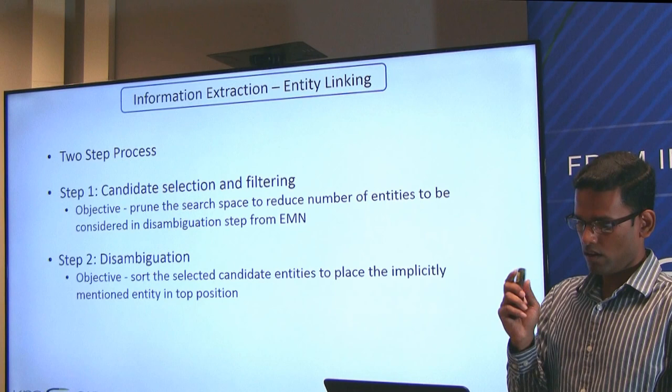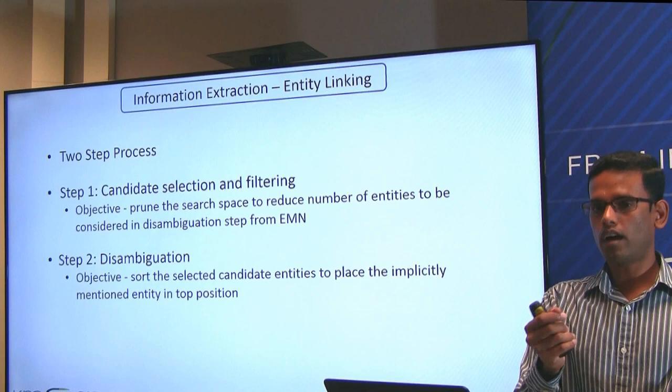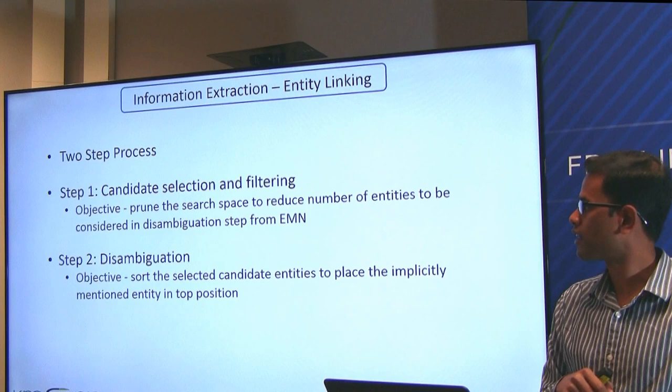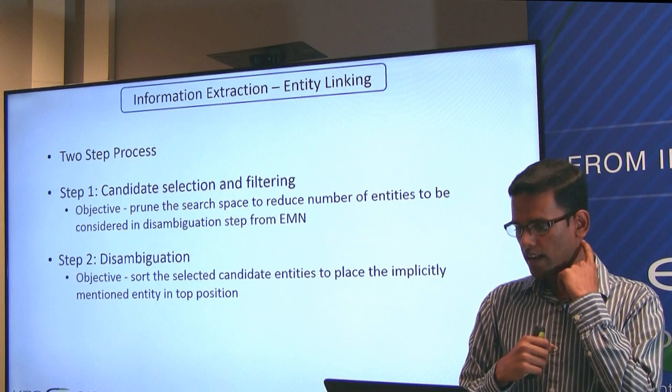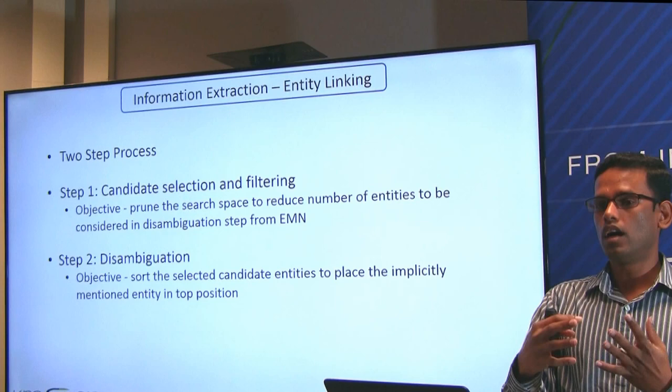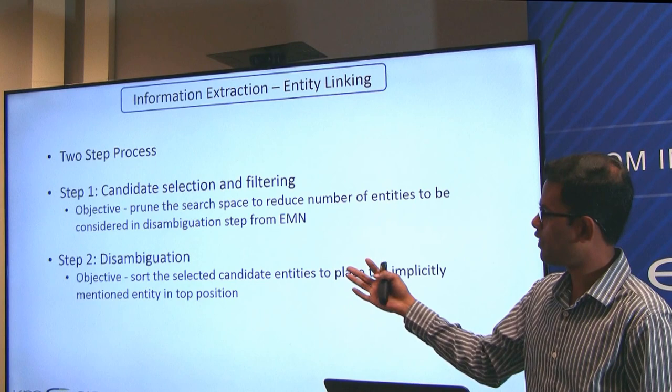Okay, now that I know how to identify tweets with implicit entities, now I need to find out which entity is mentioned here, right? So that is the entity linking task, which has two steps, the candidate selection and filtering, and then the disambiguation task. So candidate selection will find out what are the possible entities among all the entities that we know about, and then the disambiguation task finds that one particular entity that it should be.